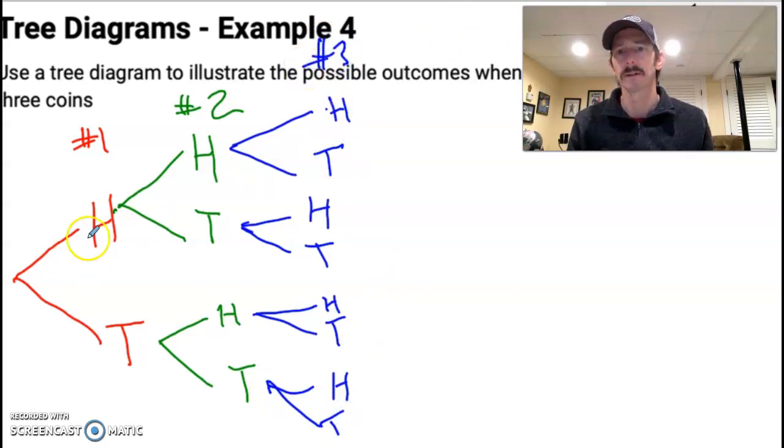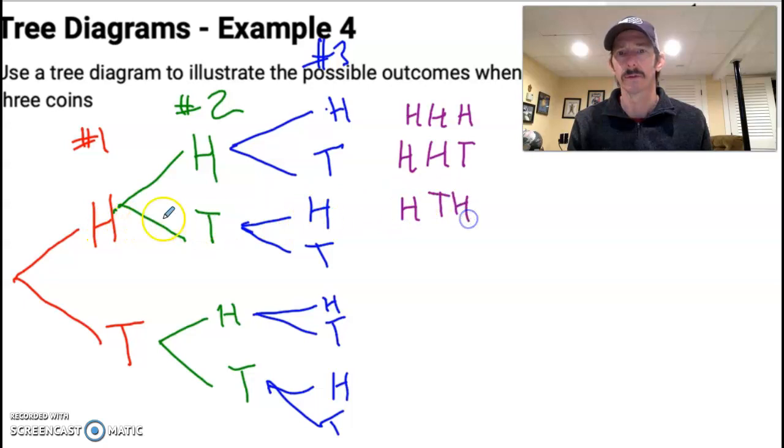And then I can list all my outcomes by going along the branches. So this idea of going along the branches is very important. So my outcomes could be that I got 3 heads in a row, or I could have gotten heads, heads, tails. So this is a very nice way to identify all your possible outcomes. Or I could have gotten head, tail, head. Or I could have gotten head, tail, tail.